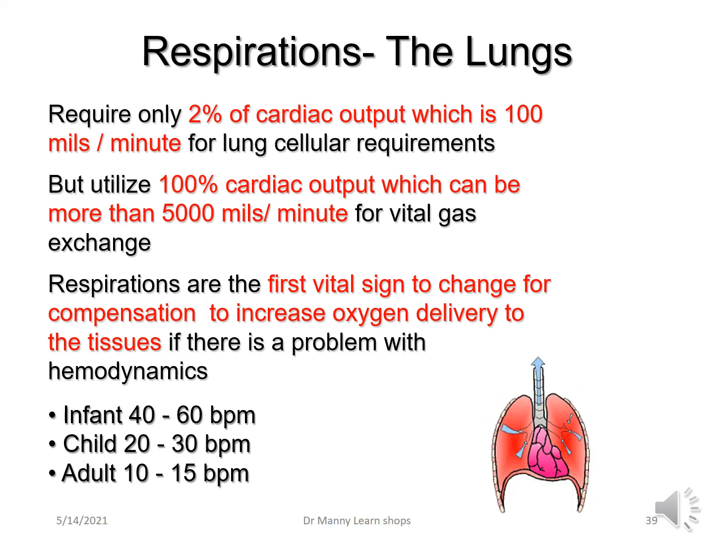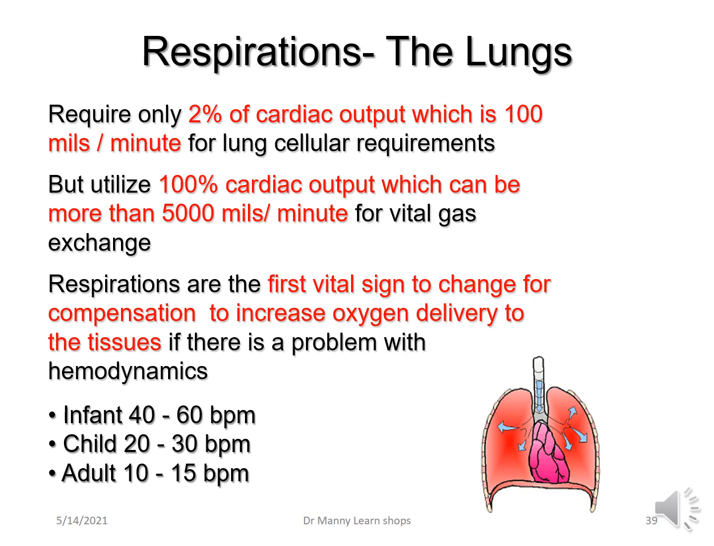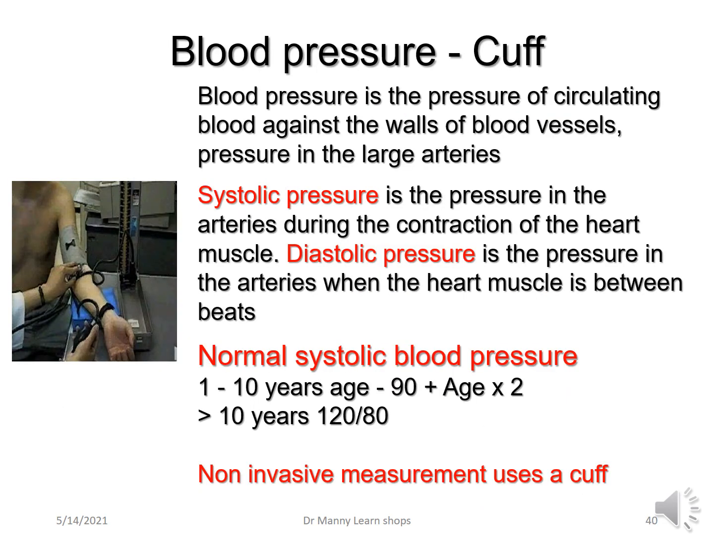It's the first vital sign to change if there's a problem with cardiac output. Then you've got blood pressure, and we're looking at non-invasive, so we're looking at a cuff. Now it's important to remember that blood pressure is the pressure of circulating blood against the walls of arteries, blood vessels, especially in the large arteries. The systolic blood pressure is the pressure in the arteries during contraction of the heart, which we said was systole. The diastolic pressure is the pressure in the arteries when the heart muscle is between beats.